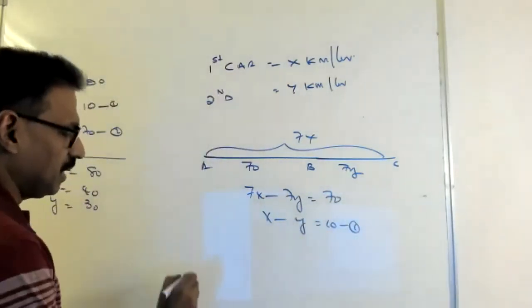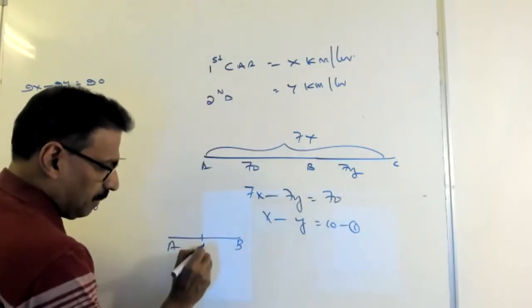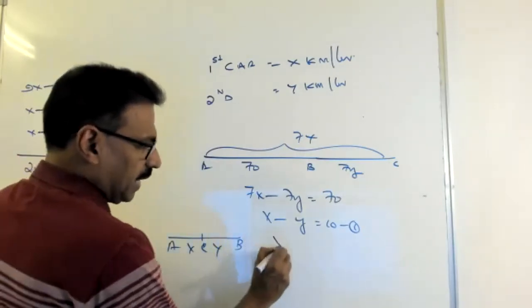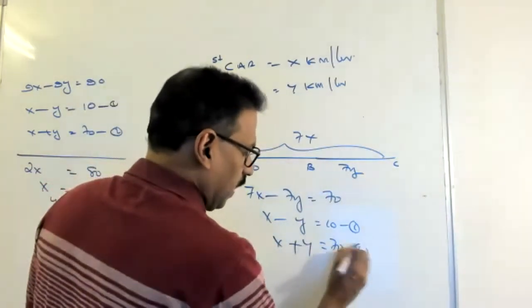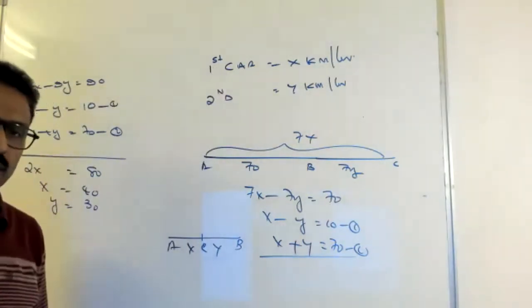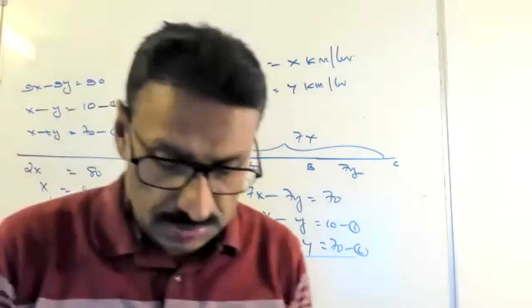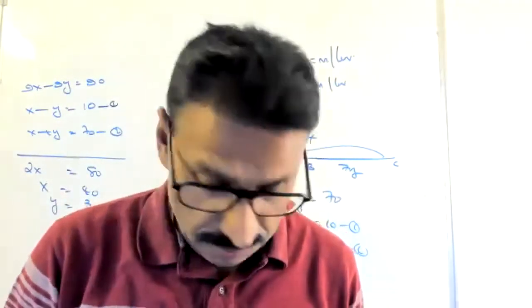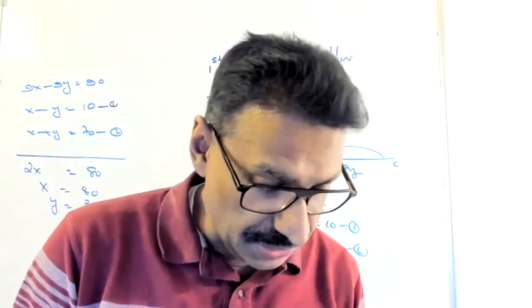Then the second figure is what? After 1 hour, right? Yes, sir. Okay, see here, x here, y here, x plus y, it's more easy, equal to 70, number 2. Adding, 2x equal to 80, x equal to 40, y equal to 30. Okay, that's all. See, half an hour finished one question. So, next question.